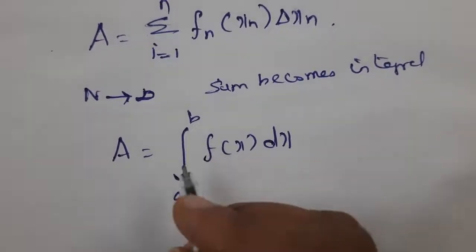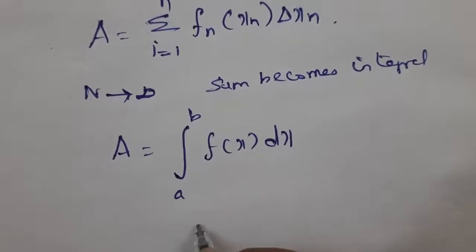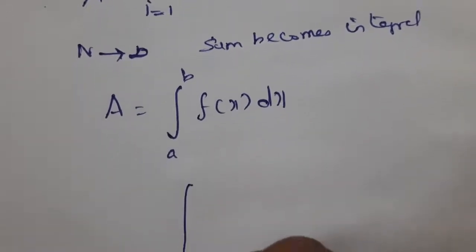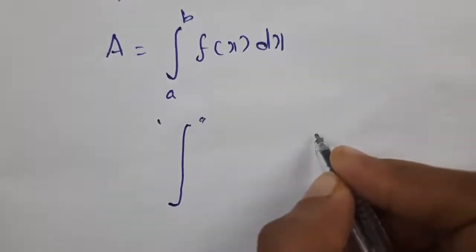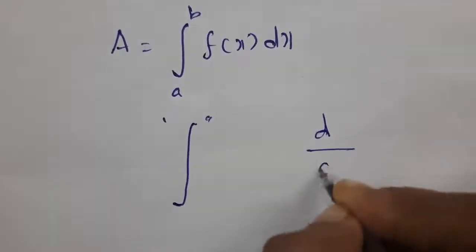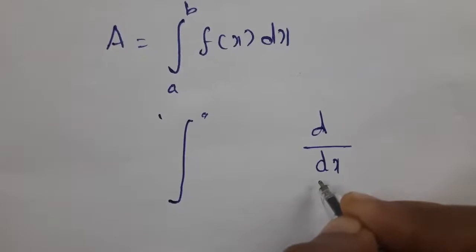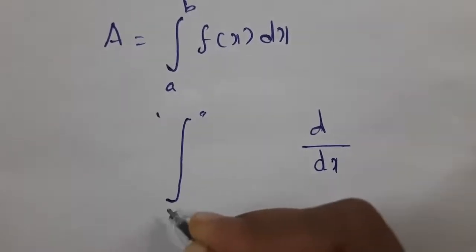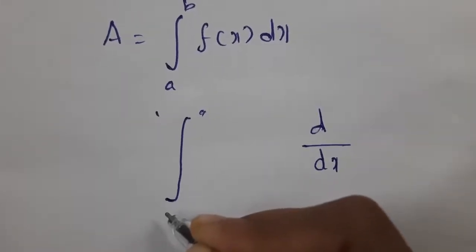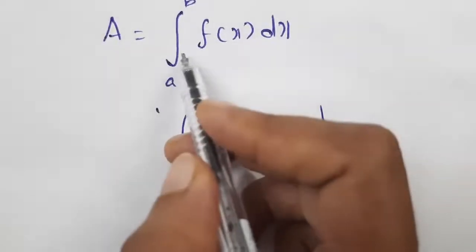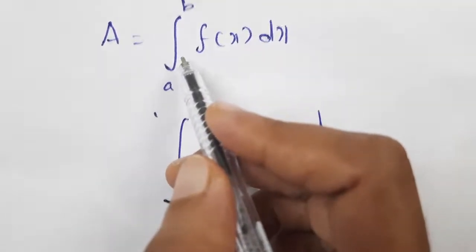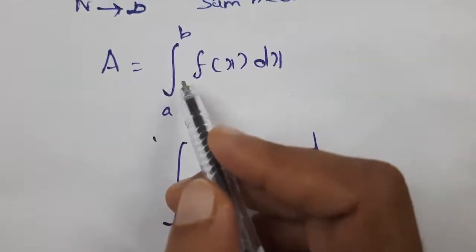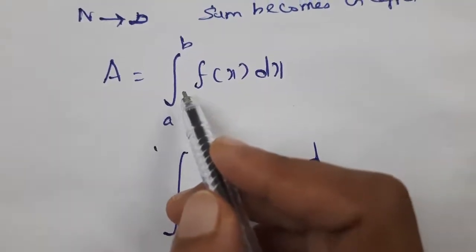Integration is denoted by the symbol of a long S. This is the integration symbol. Differentiation means we will use the term d by dx. This is for differentiation, this is for integration. So this integration will give the total area under the curve f of x.